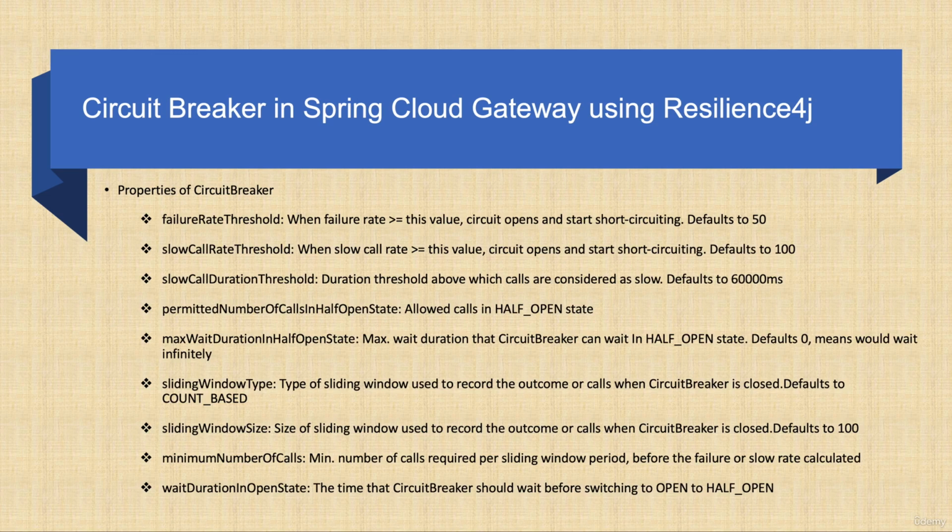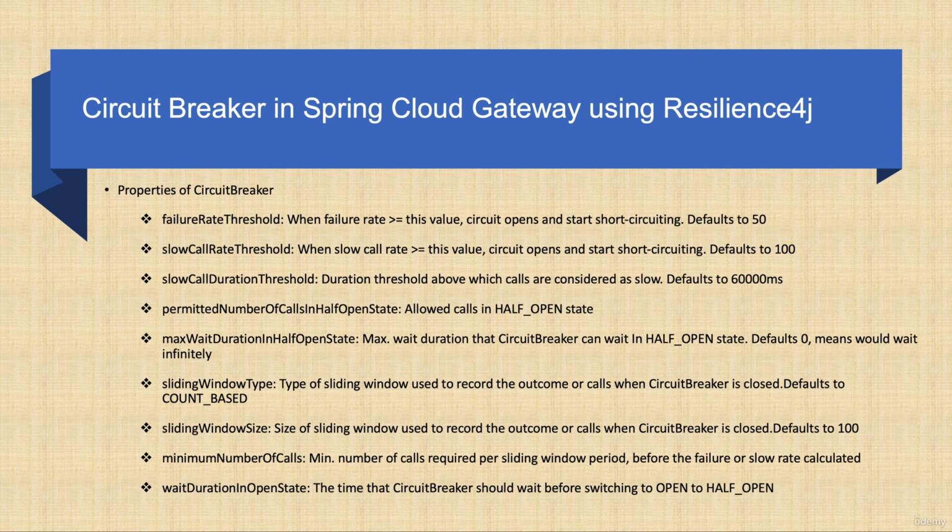Here we see the circuit breaker properties for the Resilience4J implementation. We have failure rate threshold. When the failure rate is greater than or equal to this value, the circuit opens and starts short-circuiting. It defaults to 50. For slow call rate threshold, when the slow call rate is greater than or equal to this value, the circuit opens and starts short-circuiting. This one defaults to 100. Slow call duration threshold is the duration threshold above which calls are considered slow. This one defaults to 60,000 milliseconds.